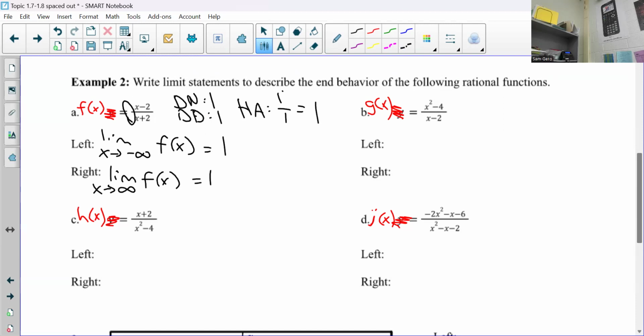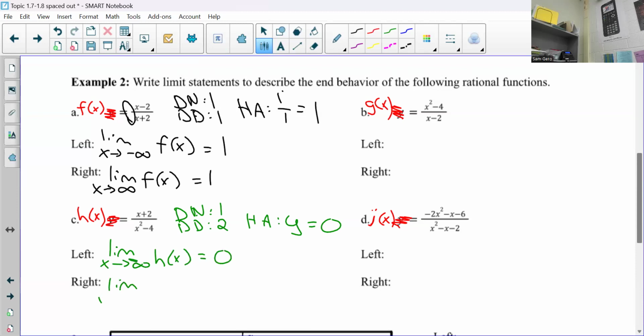I want you to pause the video. I want you to do the next story, and then I want you to check yourself. Okay, get ready. I'm actually going to skip down. I'm going to do B last, and we're going to talk about that in a second. The degree of the numerator for C is 1. The degree of the denominator for C is 2, which means this horizontal asymptote is y equals 0 because the bottom is bigger. Which means whether you're going to negative infinity or positive infinity of h of x, they're still both going to be 0.